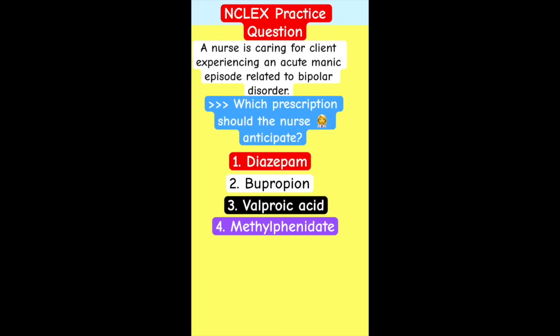A nurse is caring for a client experiencing an acute manic episode related to bipolar disorder. That's the buzzword. Which prescription should the nurse anticipate? That means the nurse should know what kind of prescription will be provided for a patient in a manic episode of bipolar.